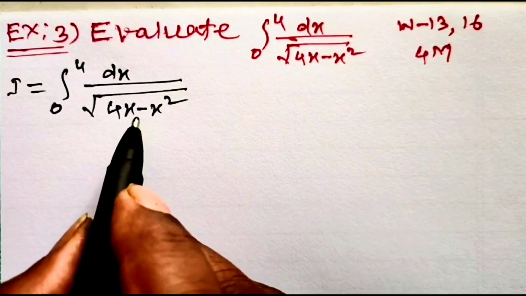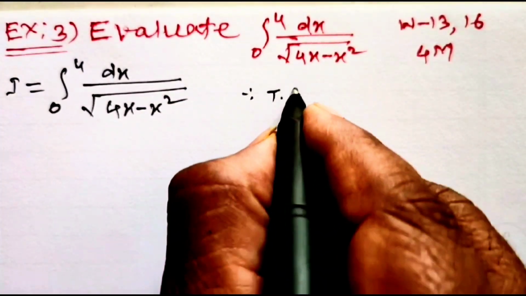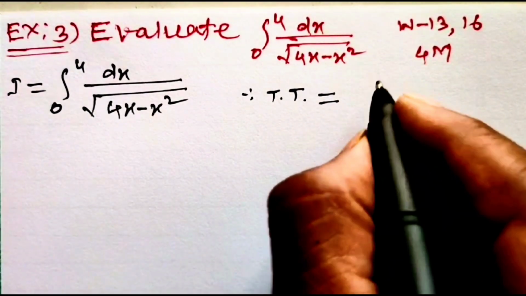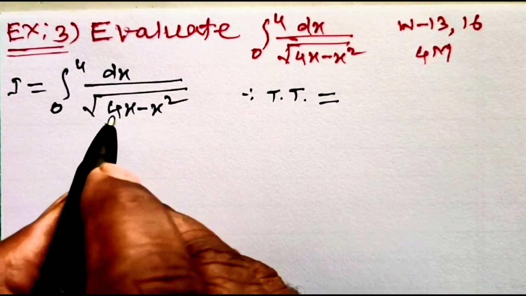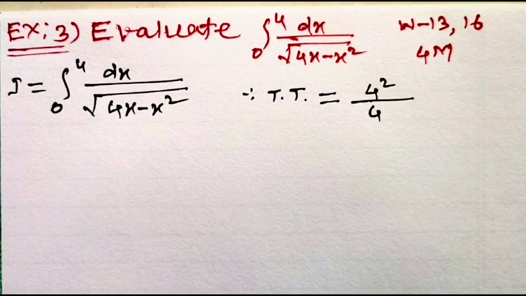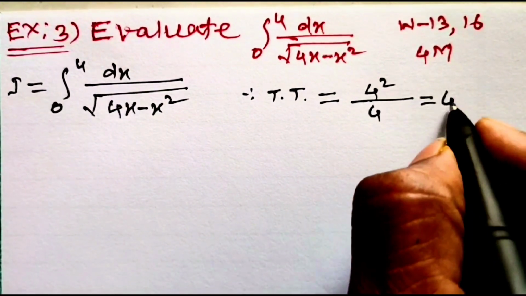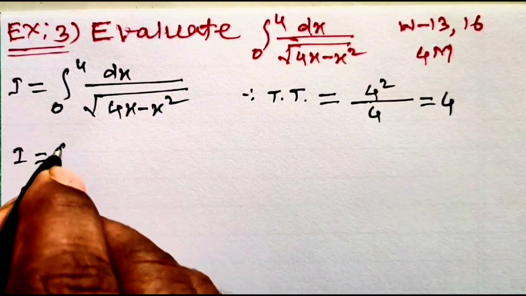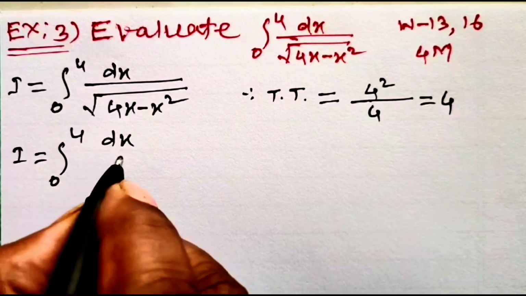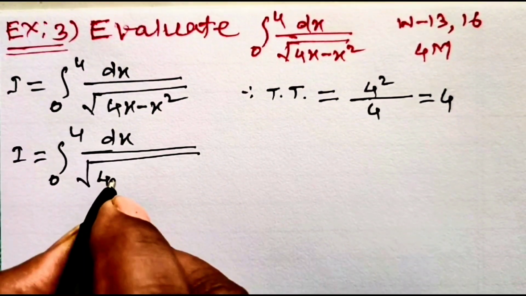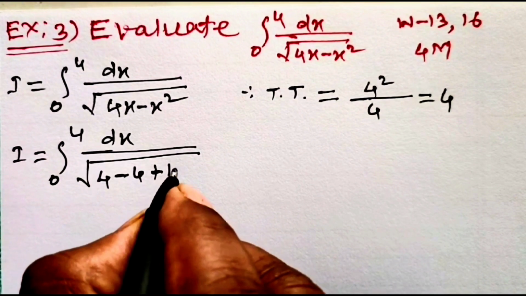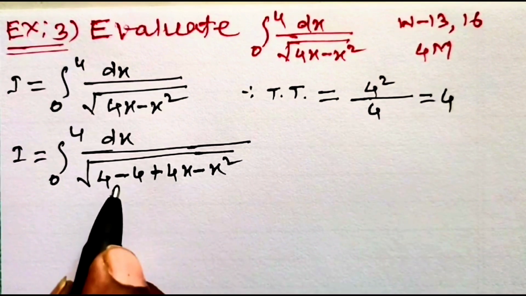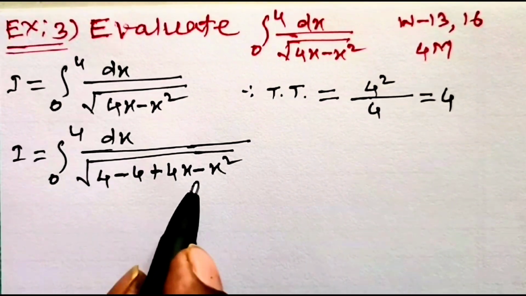For these two terms we have to find out the third term, and the third term is equal to the coefficient of x square, which is minus 1. Third term is equal to the coefficient of the middle term, this coefficient of x square of this, divided by 4. Okay, and this is equal to 4 only. Third term is 4. Add and subtract this third term. Hence I is equal to integral from 0 to 4 dx divided by square root of plus 4 minus 4 plus 4x minus x square. First add and then subtract. Okay, 4 minus 4 plus 4x minus x square.